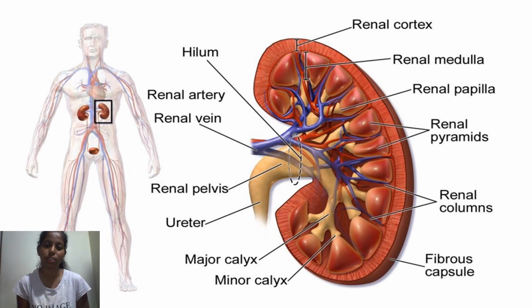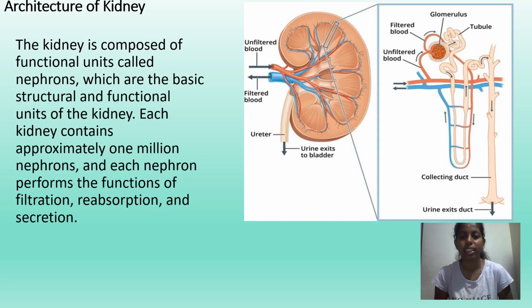It consists of so many parts like renal artery, renal vein, hilum, renal pyramid, etc. It is a groundnut-like structure which is used for the functioning. Next, let's go deep into the architecture of the kidney.